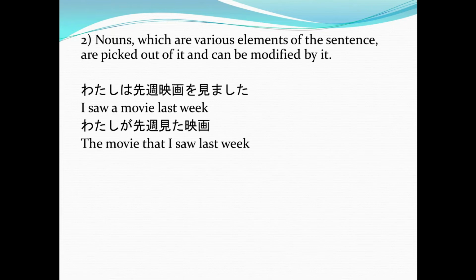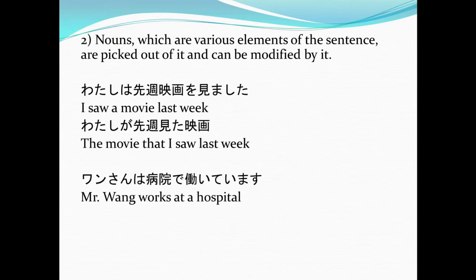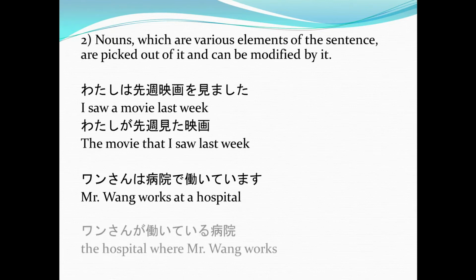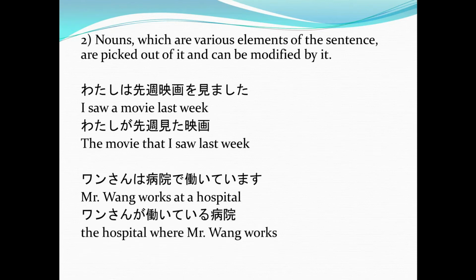Now, another example. In our previous lessons, when we want to say Mr. Wang works at a hospital, we say Wan-san wa byoin de hataraite imasu. Again, Wan-san wa byoin de hataraite imasu. Now, when we want to change it into a modifier, it'll become Wan-san ga hataraite iru byoin, or the hospital where Mr. Wang works.